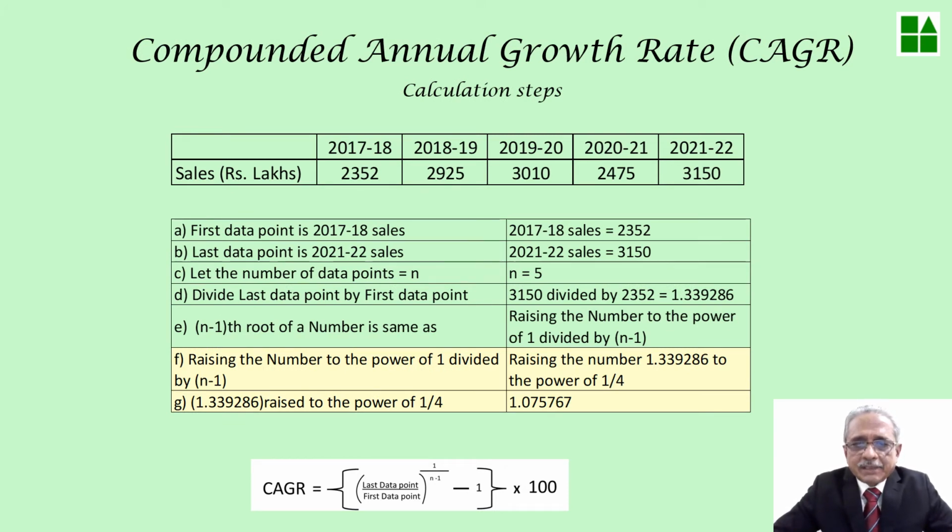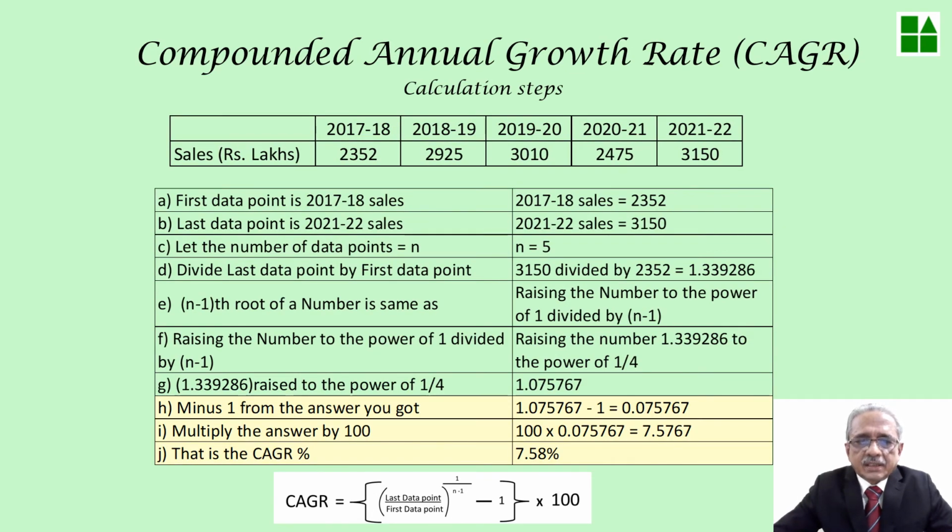So in our example, we are raising the number 1.339286 to the power of 1 upon 4. Raising a number to the power of 1 upon 4 in our example gives us a figure of 1.075767. You can try it out on your computer. Minus 1 from that, the answer you get is 0.075767, as shown in the row H in our example above. Multiply the answer by 100 and you get 7.5767.